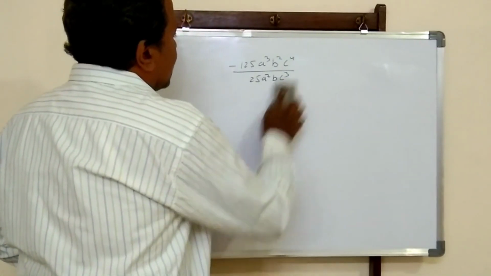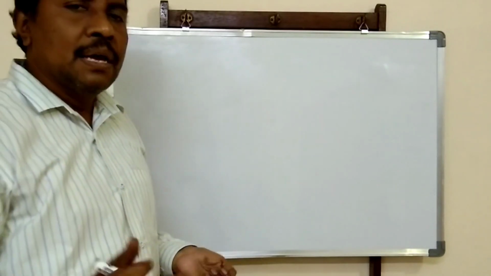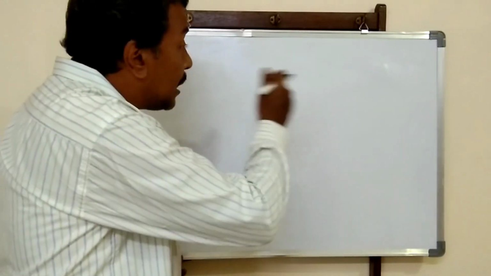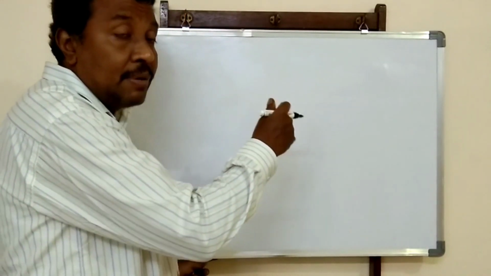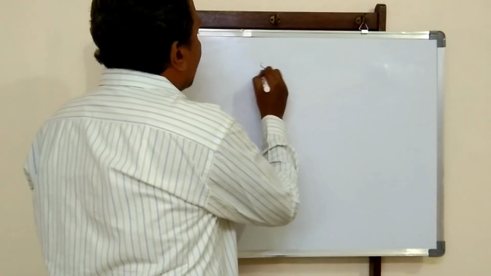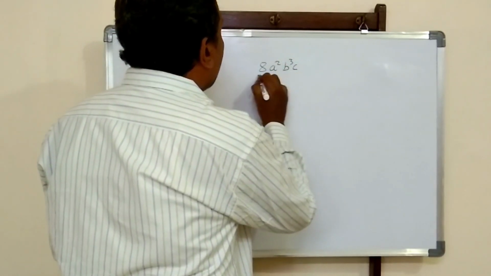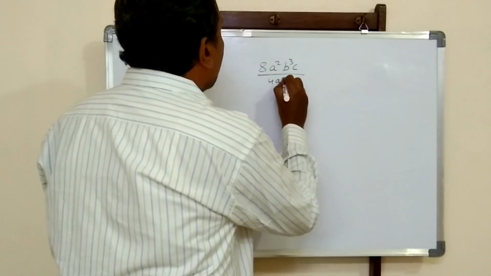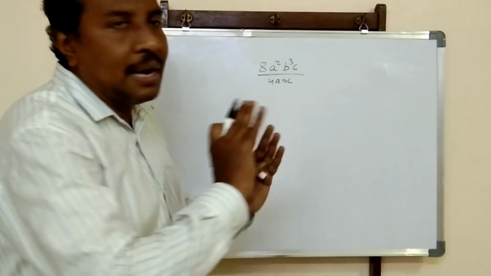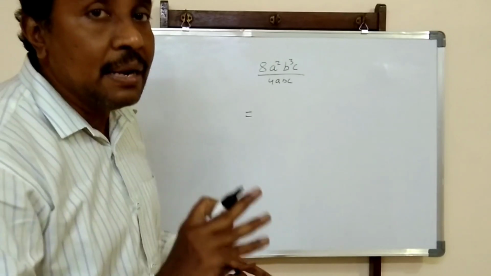Is it necessary to write all the monomials in expanded form like this? We can do it in a simple way. I'll tell you another method. Without writing the numerator and denominator in expanded form, we can do this by simple cancellation. For example, 8 a square b cube c by 4 a b c.